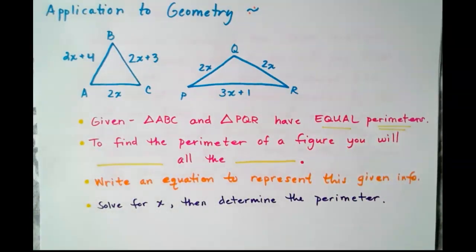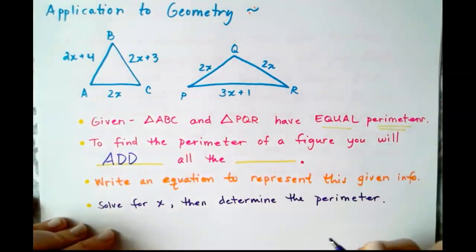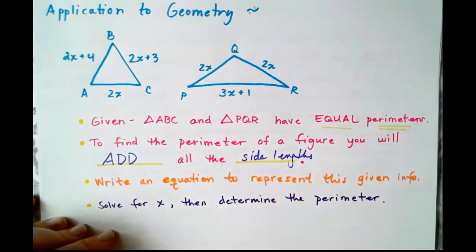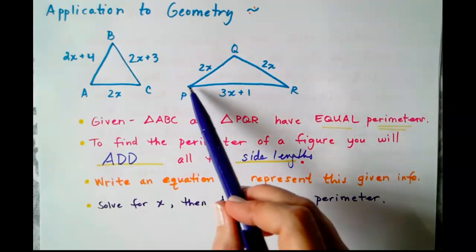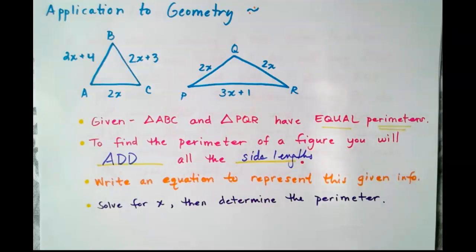So you learned about perimeter in elementary school and middle school. To find the perimeter of a figure, you will do what? Well, let's fill in the blanks here. Perimeter, in order to find it, we're going to need to add all the sides. Or we'll say side lengths. There we go. To find the perimeter of a figure, you're going to add all of the side lengths together. So PQ plus QR plus RP. That's going to give us the perimeter.